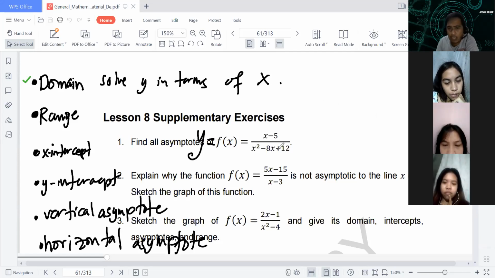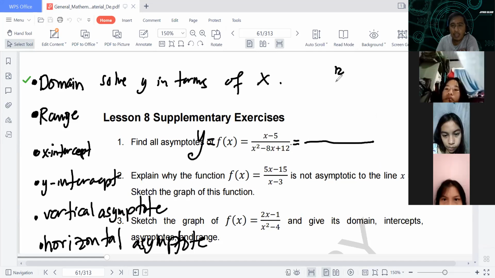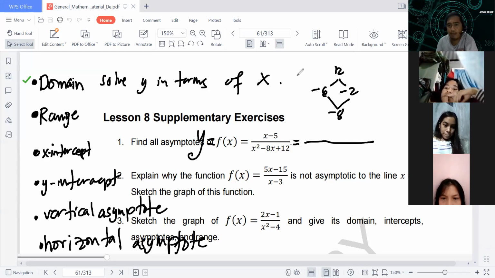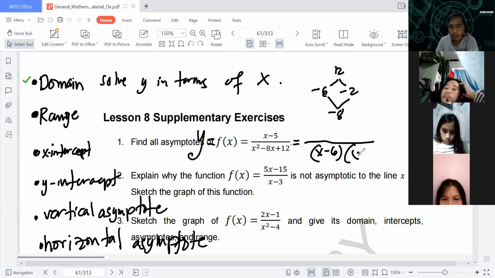Now, let me ask you, kanus-a ni ma-0? Remember, you can factor out this. Can you factor out the denominator? Can you find factors of 12 in which you add, it becomes negative 8? 6 and 2, sir. Yes, you can have it here, negative 6 and negative 2. If you multiply them, that is positive 12. If you add them, it becomes negative 8, right? So in that case, you can rewrite that denominator as x minus 6, x minus 2. And here, you just copy x minus 5, right?